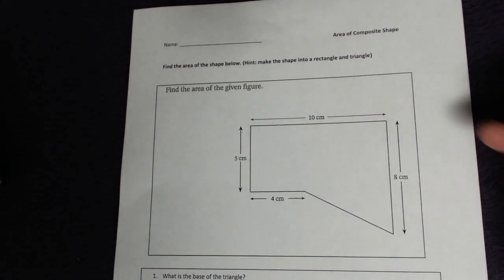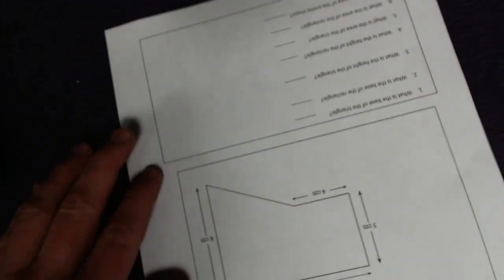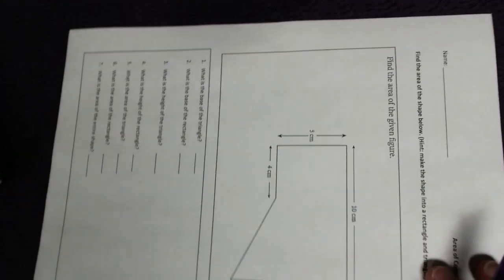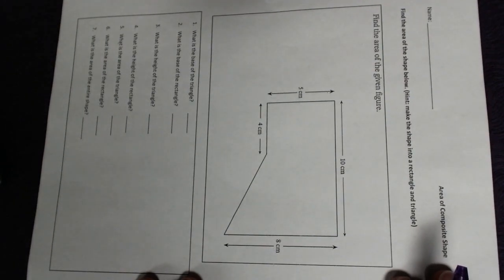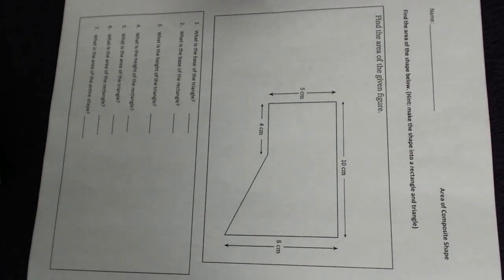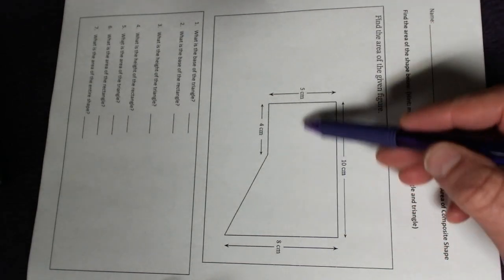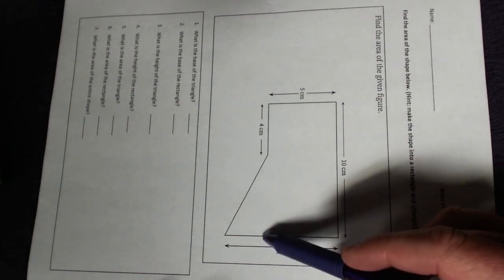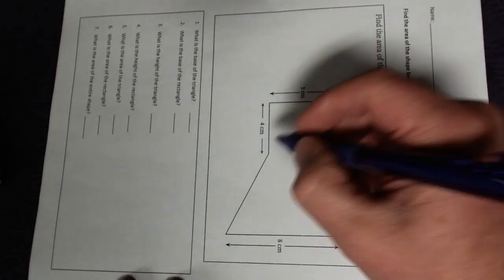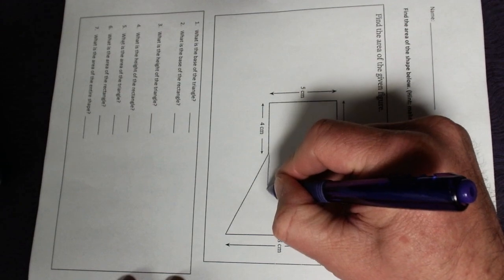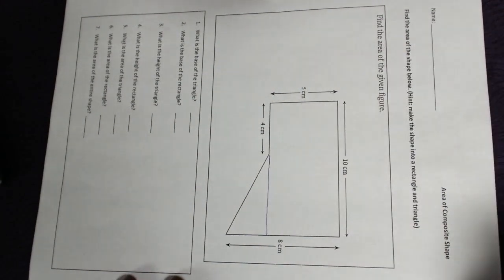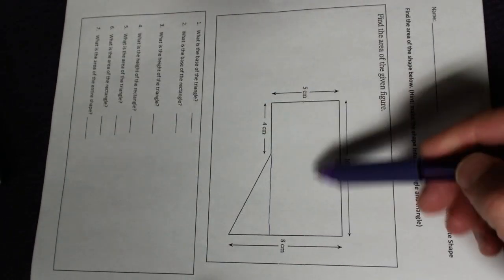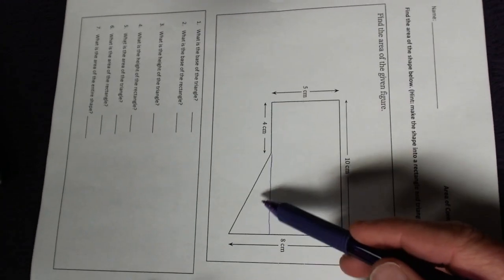So what I like to do is take the shape, turn the page, and see what the best way is to do this particular shape. And I found that the best way is to turn it this way. So it looks like you've got somewhat of a rectangle here, and this is forming a triangle to me. So I'm going to make it into two different shapes. Now I have a rectangle and a triangle, but you don't know the base and the height of this triangle.